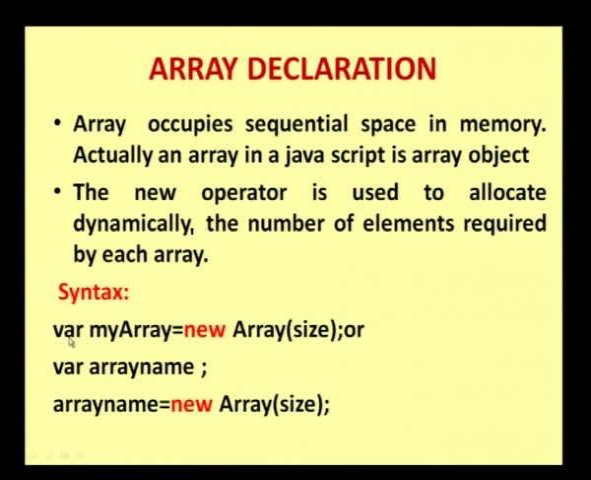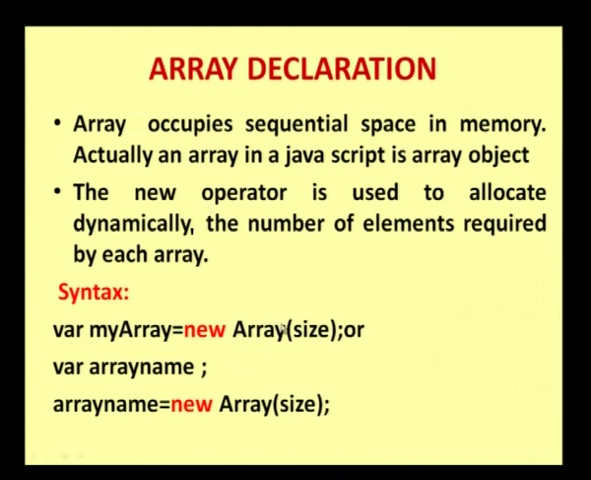As usual, an array is also a variable, and myarray is the array name, equal to new. It is an operator which allocates the size we have given. So if we give the array size as 5, it will allocate the memory for 5 elements. Whatever size we give in the parenthesis will be allocated by this new operator dynamically. So the new operator is used to allocate the array at runtime.